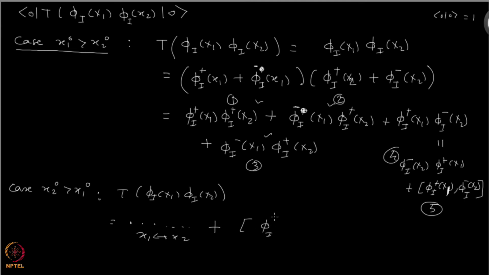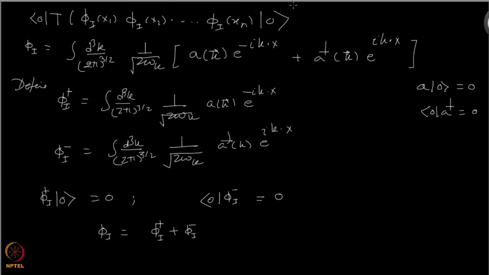and the commutator will be this time x2 minus x1. I have to interchange 2 and 1. Now you see, when I sandwich the time ordered operator between the vacuum, all these 4 terms will go away because they give 0, and the result will contain only this commutator and that commutator. This commutator is present only when x1 naught is greater than x2 naught, and that commutator is present when x2 naught is greater than x1 naught.